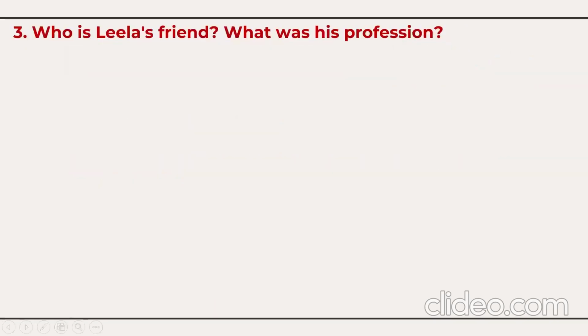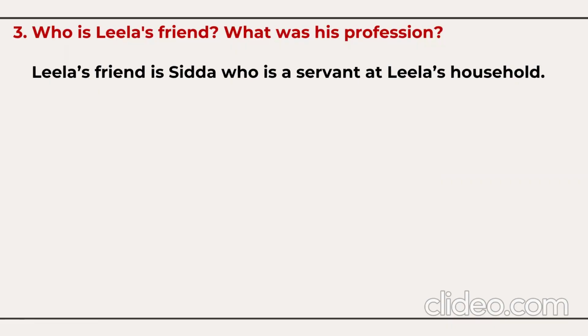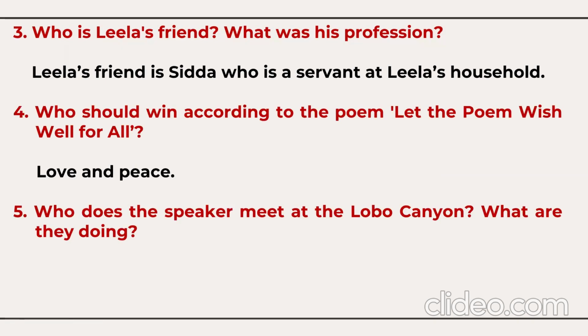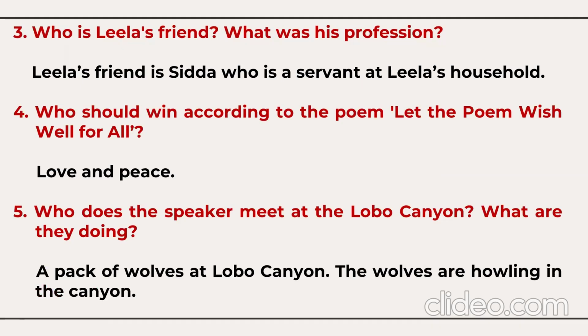Next question. Okay, now it's correct. Who is Leela's friend? What was his profession? Leela's friend is Siddha, who is a servant at Leela's household. Who should win according to the poem Let the Poem Wish Well for All? Who is going to win? Love and peace. Who does the speaker meet at the Lobo Canyon, and what are they doing? A pack of wolves. At the Lobo Canyon, the speaker met a group of wolves, and these wolves are howling in the canyon.